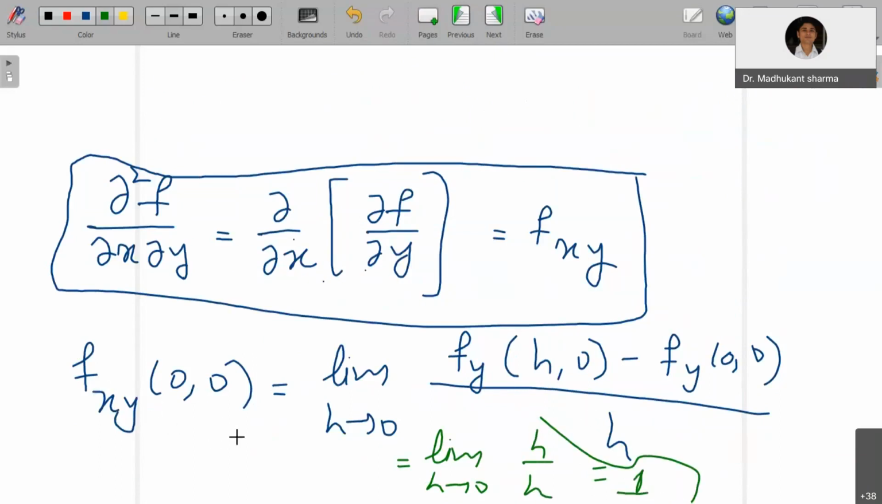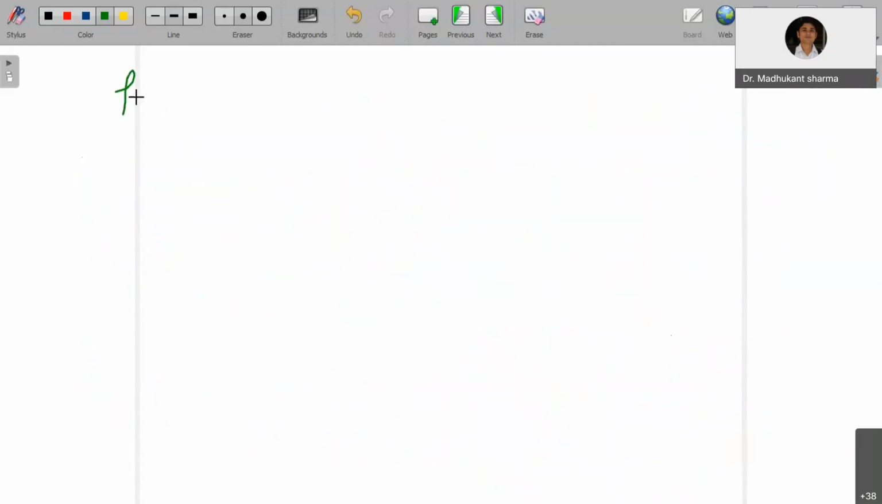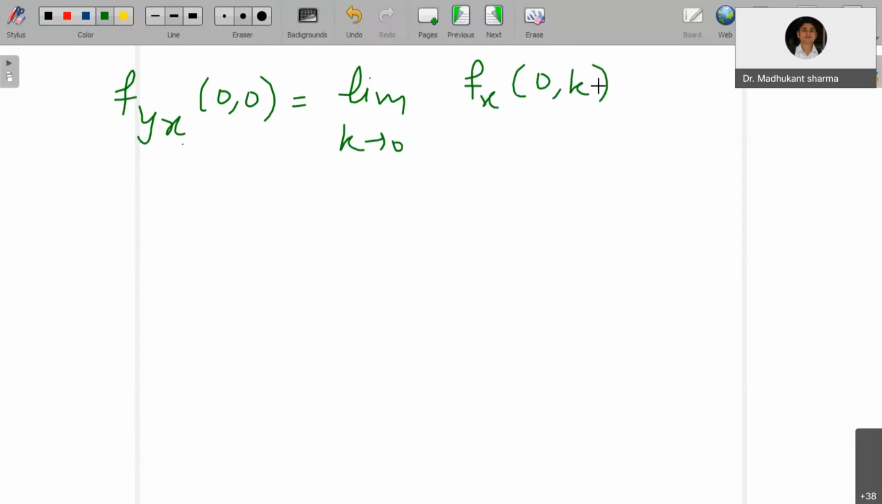So fxy at 0, 0 value is 1. Now let's find out what is fyx at 0, 0. By definition, that's going to be the limit as k tends to 0, because we are differentiating first with respect to x, then with respect to y. So finally, you are differentiating partially with respect to y, to whom? fx. So fx you have already determined. In the direction of y, you are going to find out fx at 0, 0 divided by k.